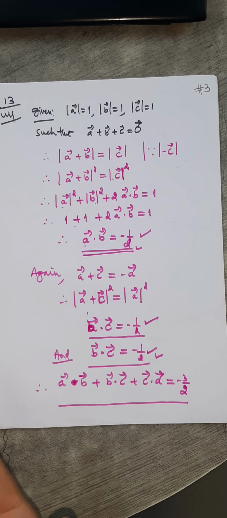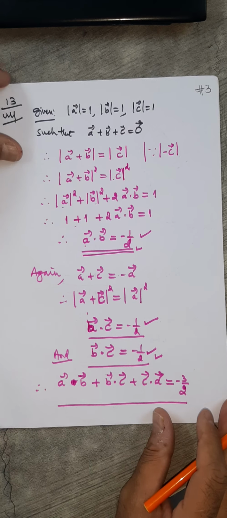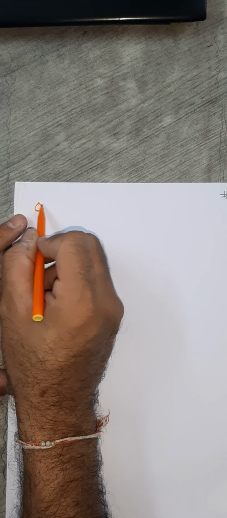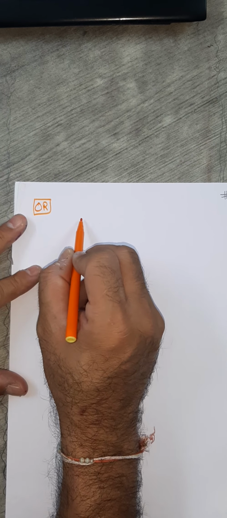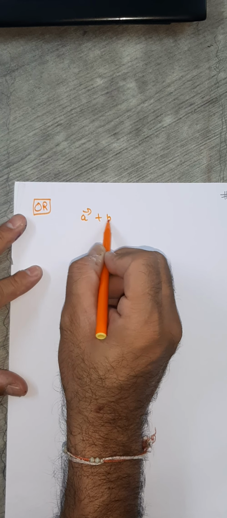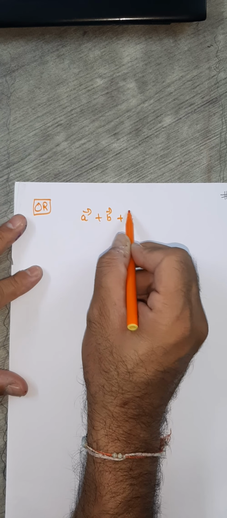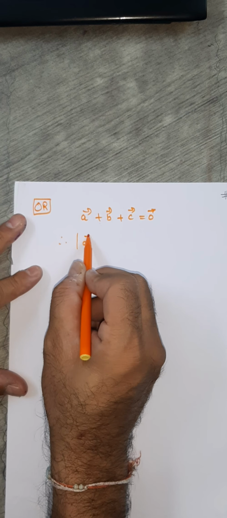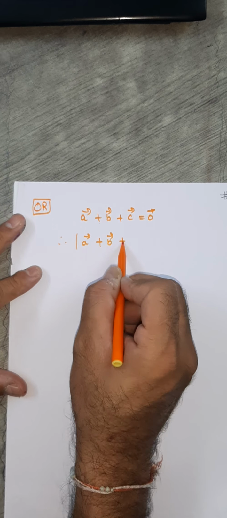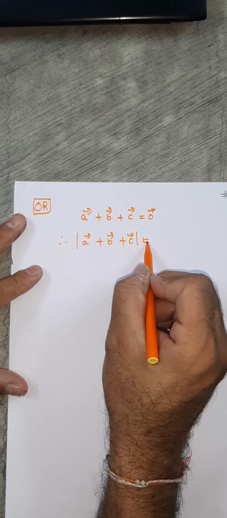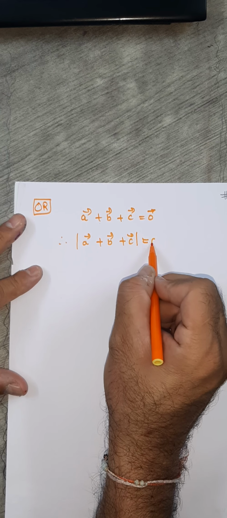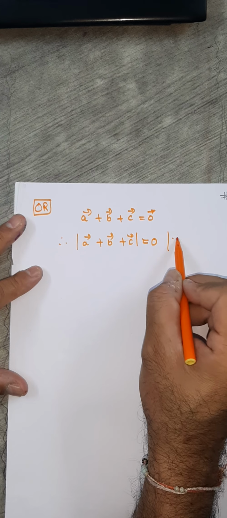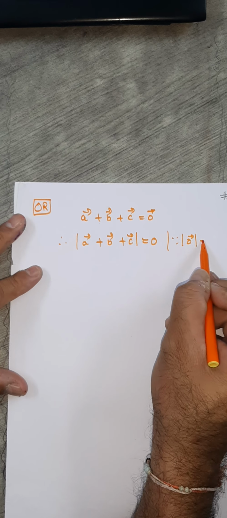Or if you don't want to do it this way, you can do it like this also, or let me show you. Alternatively, you can do it like this. Start with the given expression equals null vector. Take the modulus on both the sides. So the modulus of a null vector is 0, remember. Modulus of null vector is 0.